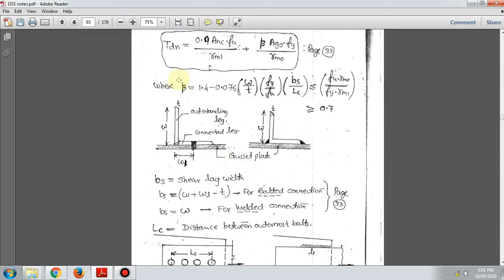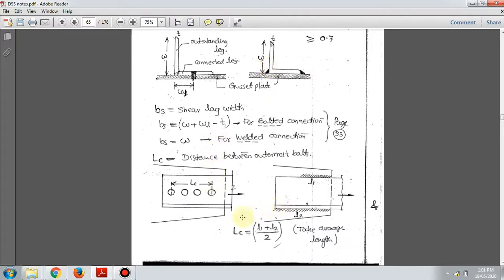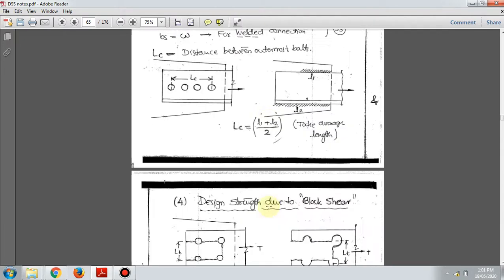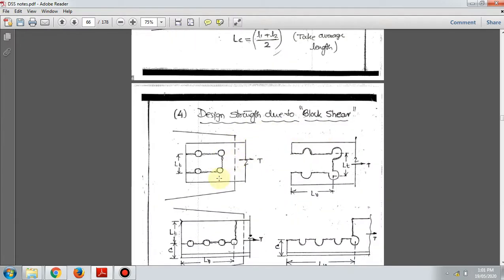If you substitute, you will get bs. Lc is the center to center distance between the bolts. If you see the diagram, and the pitch is given as 50, 50, 50, then the distance Lc will be 150. This is how you have to calculate beta. The value should not be greater than 1.44, and should not be less than 0.7. In case of welding, the value of Lc will be the average length of weld, (L1 plus L2) by 2, or sometimes the length of weld will be given directly as some value.